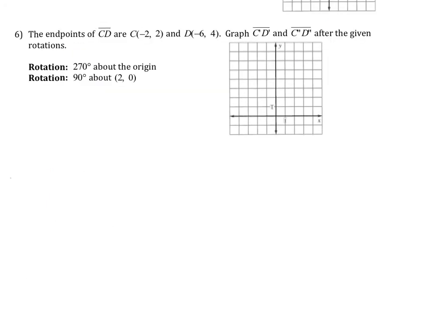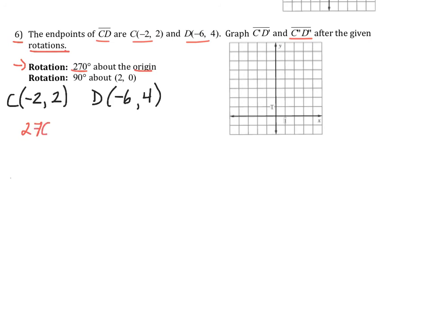So for the last problem in the notes, I'm dealing with segment CD. And what I want to do is figure out where is my final segment going to end up, C double prime, D double prime, after both of these rotations. So I have my original points, negative 2, 2, negative 6, 4. First thing I want to do is rotate 270 about the origin. So 270 about the origin.